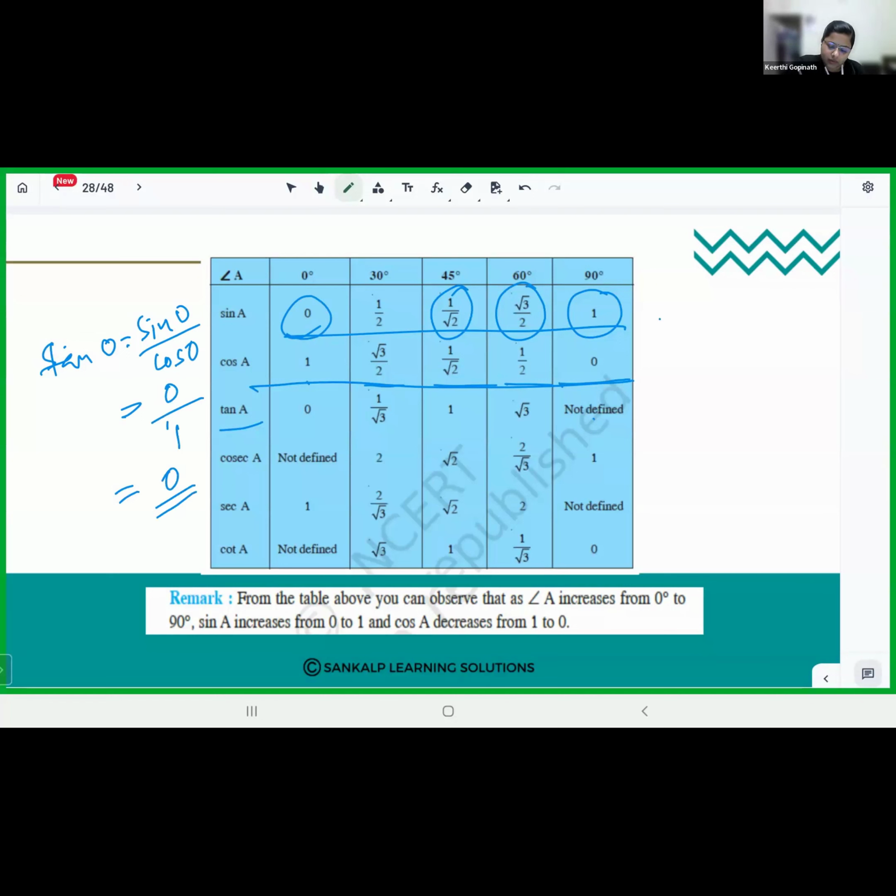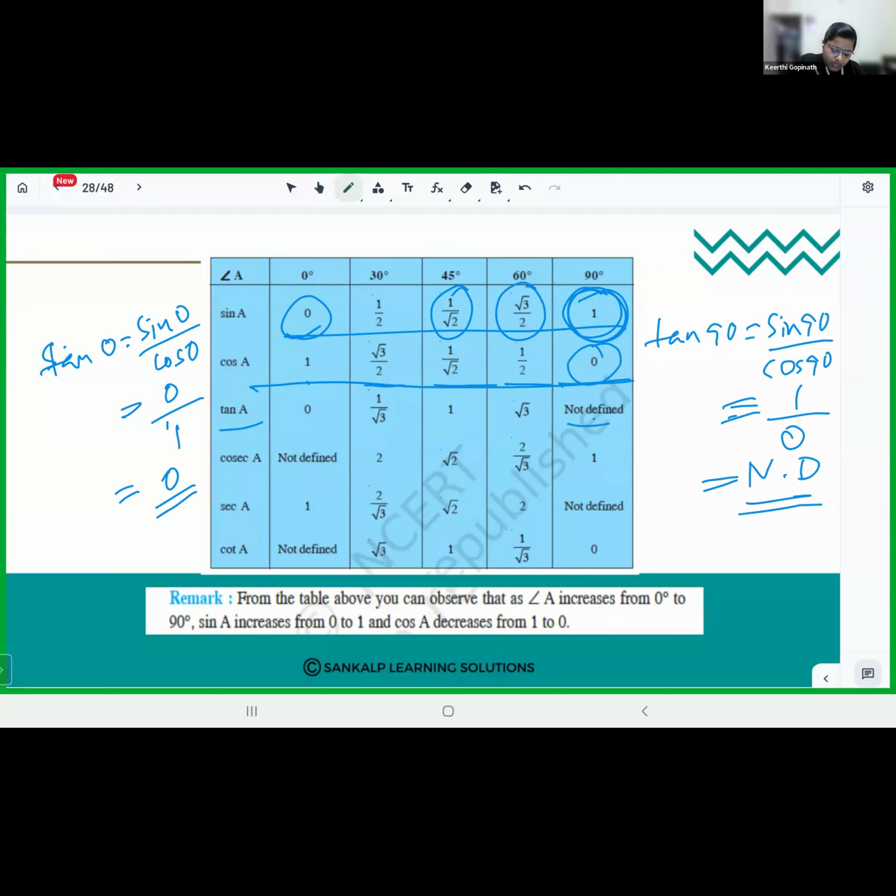Okay, and how will you find out tan 90? Tan 90 is equal to nothing but sine 90 by cos 90. What is the value of sine 90? Sine 90 is 1, right? Cos 90 is 0. And 1 by 0 is not defined. So what is the value of tan 90? Tan 90 is not defined.